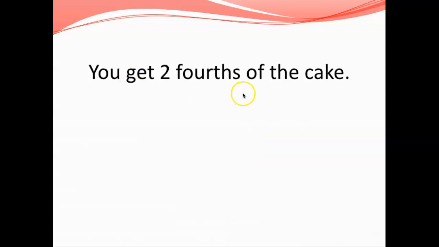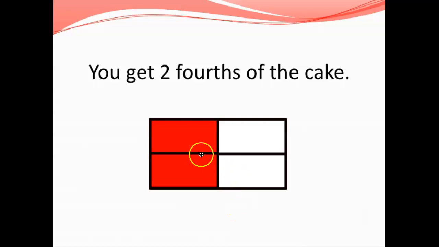So let's try this next one. You get 2/4 of a cake. Pause now, draw your rectangle cake, split it into fourths, and shade in 2/4. Press pause and play when you are ready to see if yours matches what I have. It looked like this. If you drew fourths another way and shaded in 2 parts, that would also be correct.